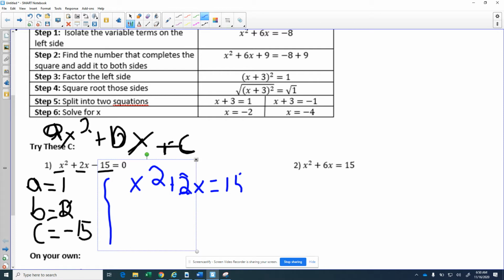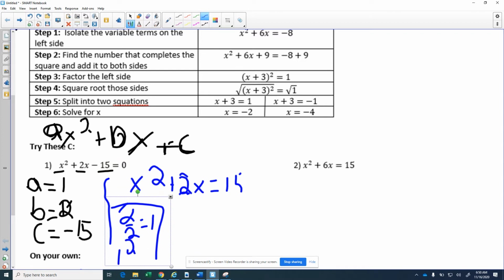Our next step is going to be taking this middle piece, whatever it is. We have a 2 here. We're going to go off to the side. I call it side math. We're going to take 2 divided by 2, which equals 1. And then we're going to square that 1. This would give us x squared plus 2x plus 1. We're going to plug it right in there for that missing value, and then we're also going to plug it in on the other side: 15 plus 1.